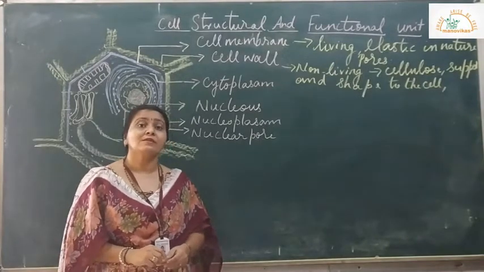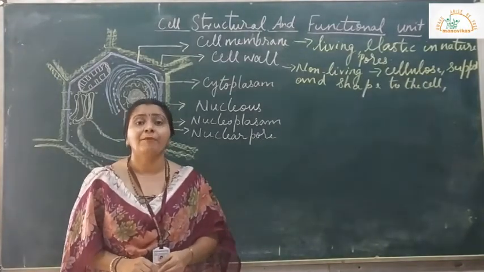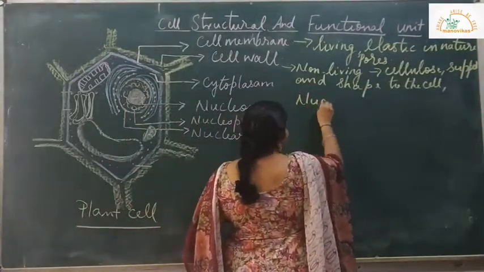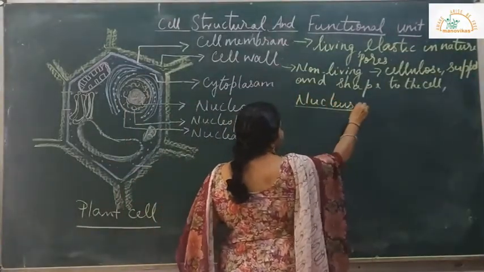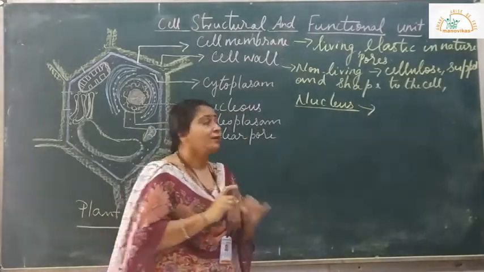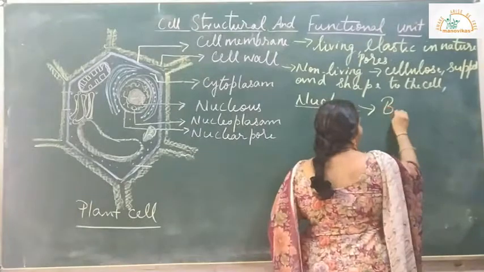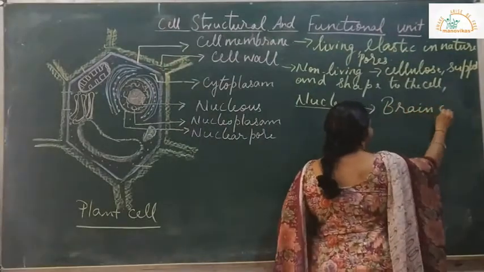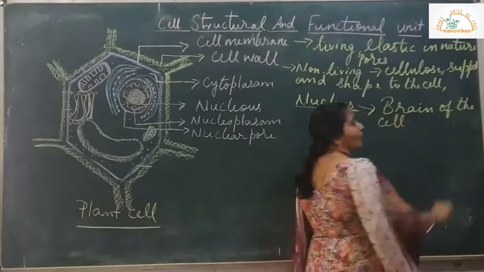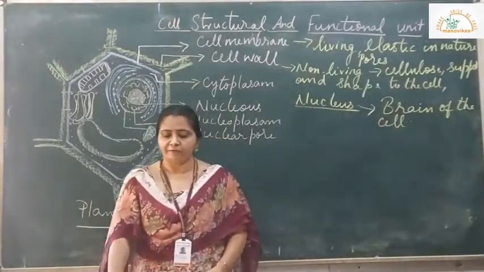And the nucleus is said to be the brain of the cell. You can see the nucleus controls all the activities of the cell. It is called the brain of the cell.